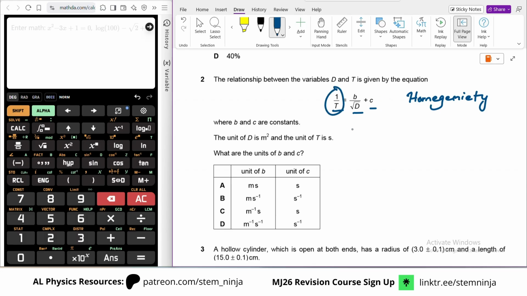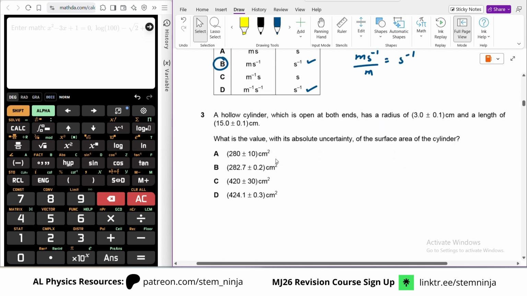So that means 1 over t, the unit is per second, so that means c will have the same unit, per second. Therefore b over, you see, this is meter squared, so this will become meter, so we need it to become per second, right? So this would be meter per second over meter, that becomes per second. So c is per second and b is meters per second. B.